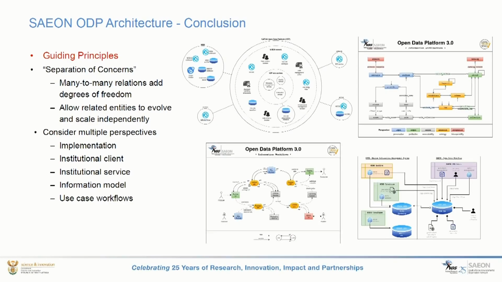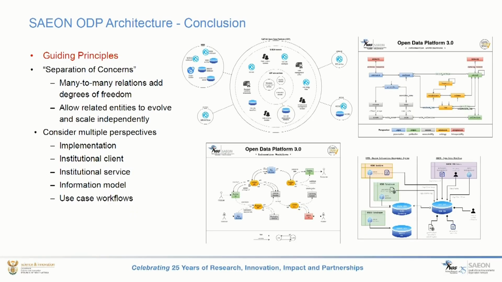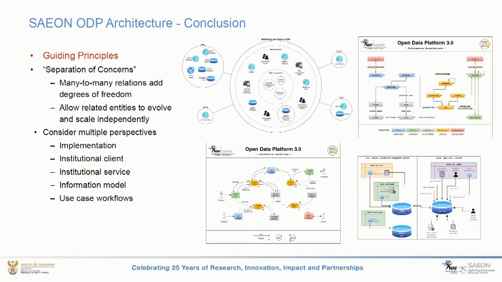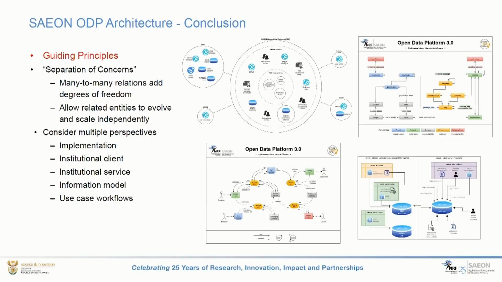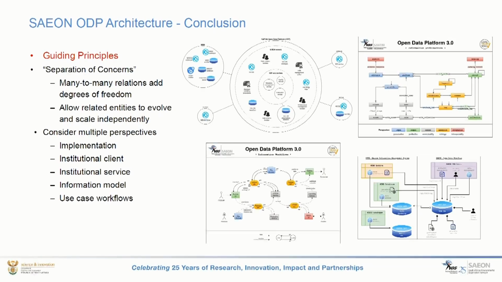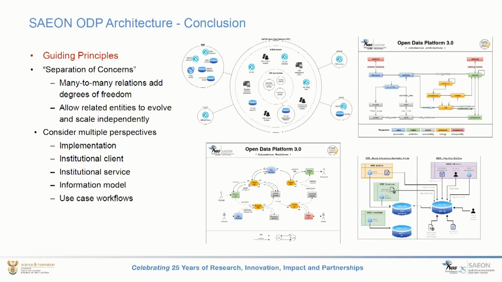So that comes to the end of our presentation. Just to wrap up, some of the guiding principles that influence the technical architectural development of the platform. Separation of concerns is a foundational principle in computer science, and it's manifested in many of the many-to-many relations that you see in the entity relationship model. The many-to-many relations give us additional degrees of freedom. They allow related entities, and the systems and objects that they represent, to evolve and scale independently of one another.